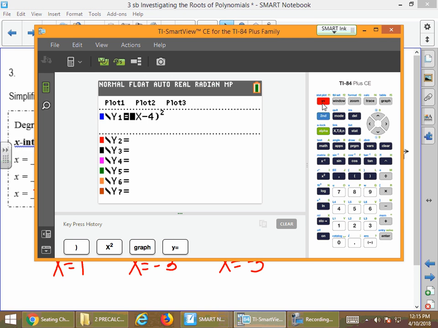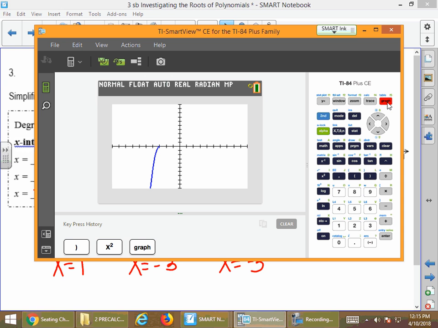Again, when you type this into the calculator, you can type in the original function, or you can type in the simplified version. It does not make any difference. x minus 1, and then x plus 3 squared. And here's our picture. So we're going to sketch that.